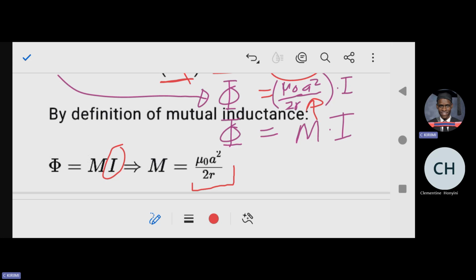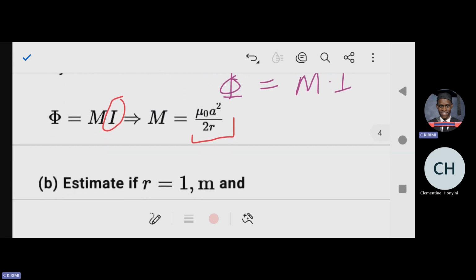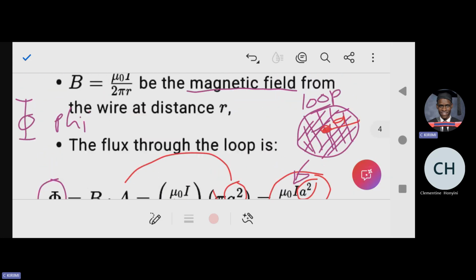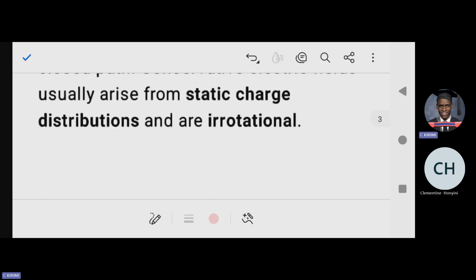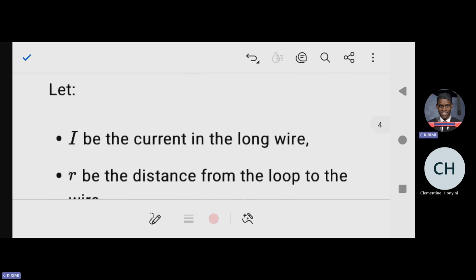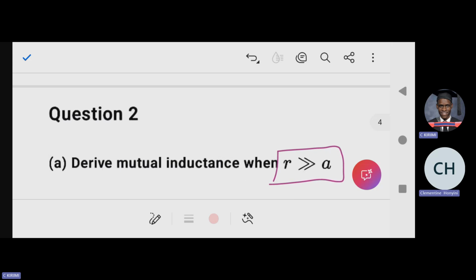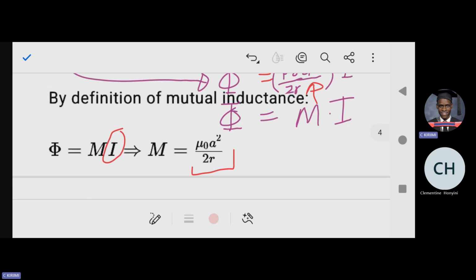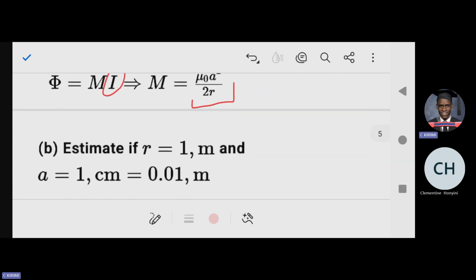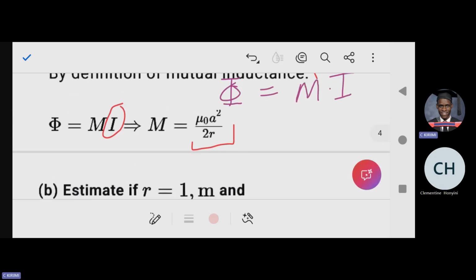Yes, they only want the mutual inductance. The question was asking the formula for the mutual inductance. So now we have our mutual inductance, which we have derived. This is what the question was telling us: derive the formula for the mutual inductance. So we have derived it. M, which is referring to the mutual inductance, is mu naught A squared over 2R.